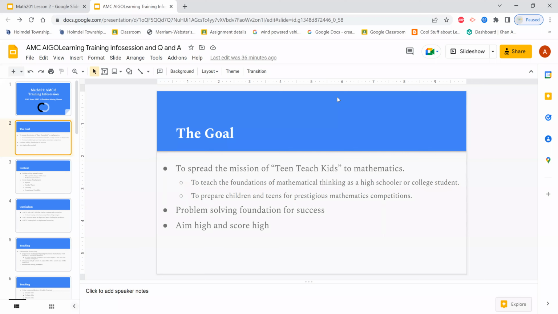And obviously, the other goal is to prepare children and teens for prestigious math competitions, such as the AMC and also MATHCOUNTS, and other competitions. And these will be of great use in the future for college and beyond. So once again, to reiterate, we're creating a problem-solving foundation for success, and the goal is for the students to aim high and score high.